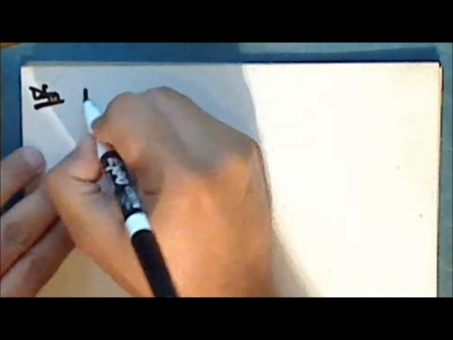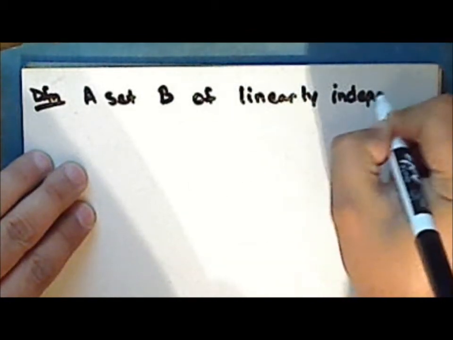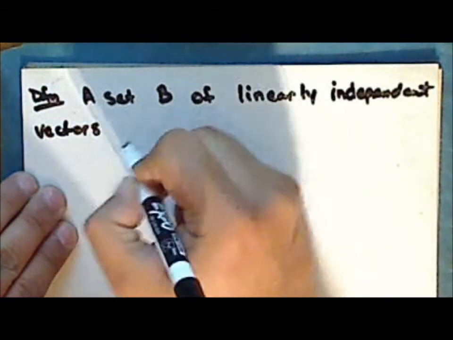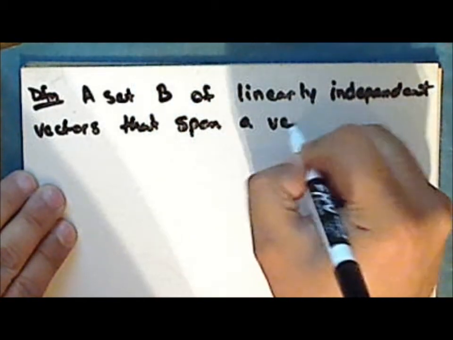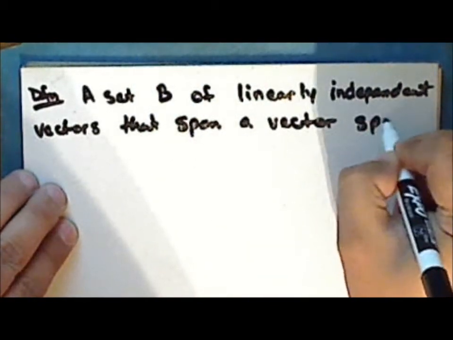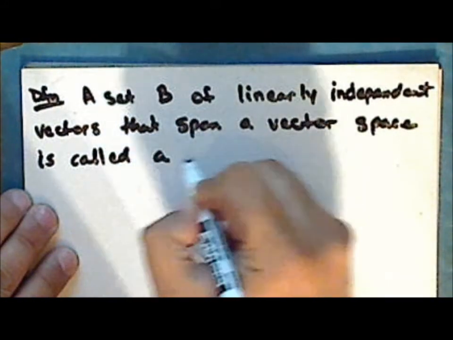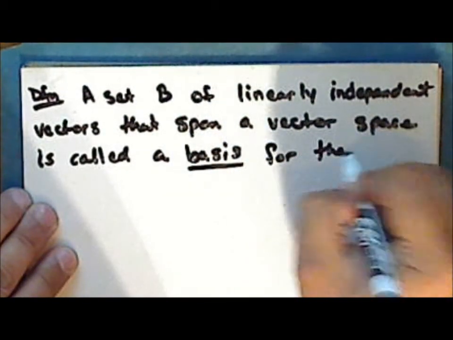All right, so new definition. A set B of linearly independent vectors that span a vector space is called a basis for the space.